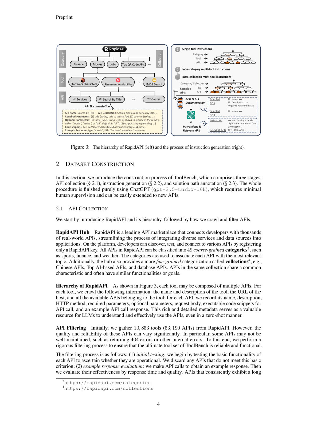Rapid API organizes APIs into 49 broad categories, like sports, finance, and weather, to help developers find the most relevant APIs for their needs. It also offers more specific groupings, known as collections, which include Chinese APIs, top AI-based APIs, and database APIs. APIs within the same collection usually share similar features or objectives.